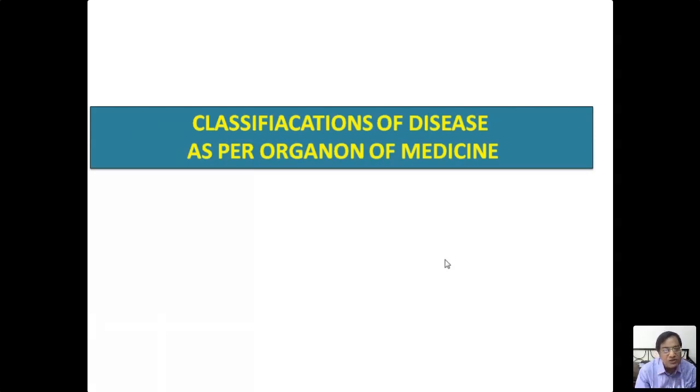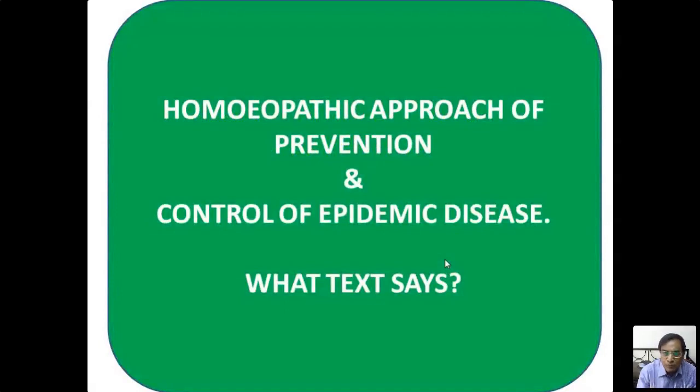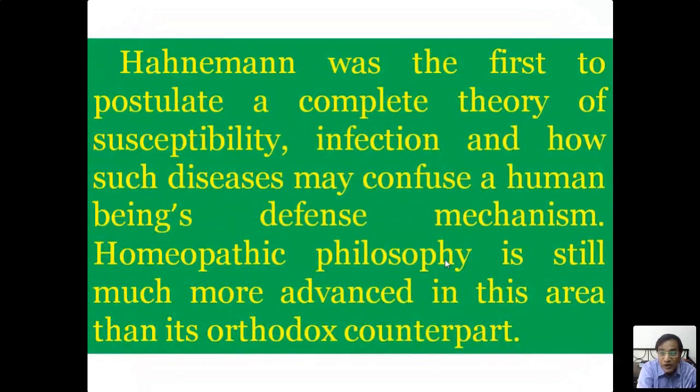So classification of disease and chronic disease, just as I have told you, three types, chronic disease and homeopathic prevention and control of epidemic disease. Very quickly I go through this one because my main topic has not come. And then the first to postulate the theory of susceptibility to infection, because in 1792 he postulated it. Before him, none.